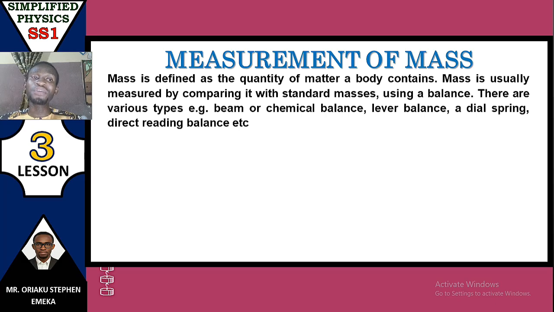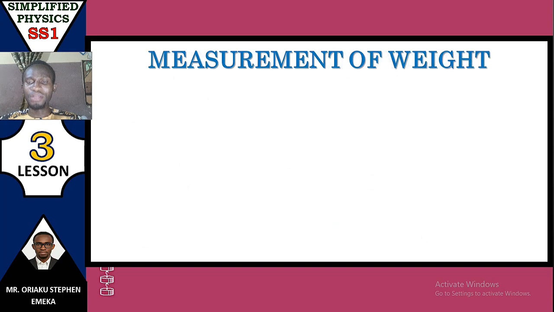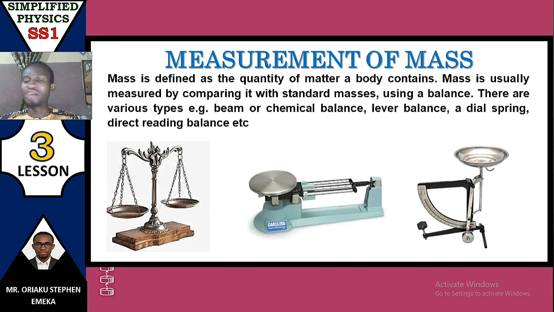Now there are various instruments we use to measure mass. We have the beam or chemical balance, lever balance, dial balance, direct reading balance, triple beam balance, and so many others. Look at this one now. You can see different examples of balances we have. This one is a beam balance, this one is a triple beam balance, and the other one is a lever balance. Those are a few examples of instruments used for measuring what?